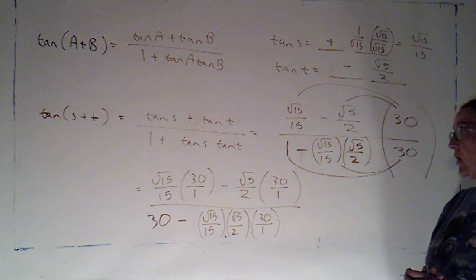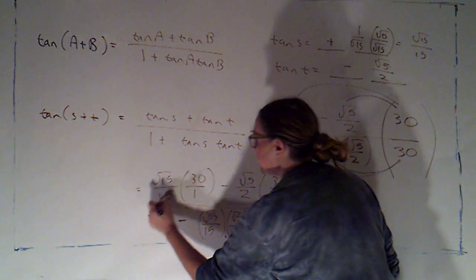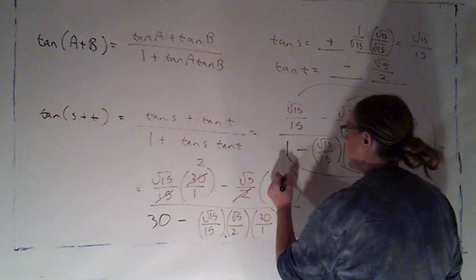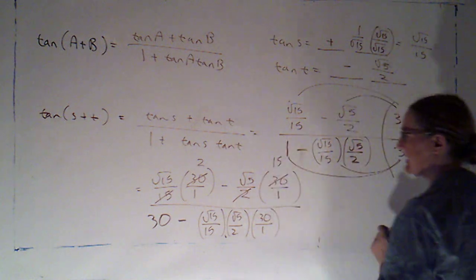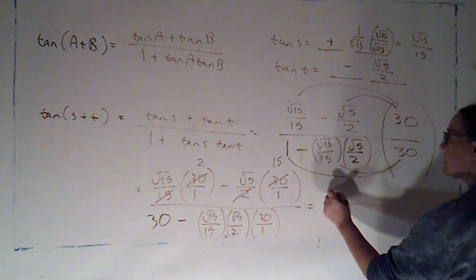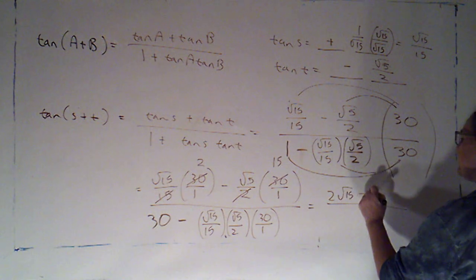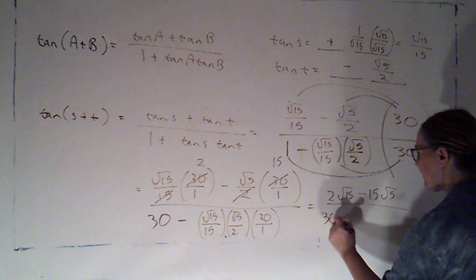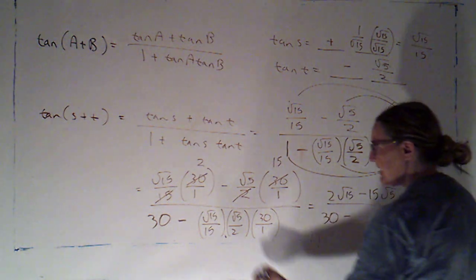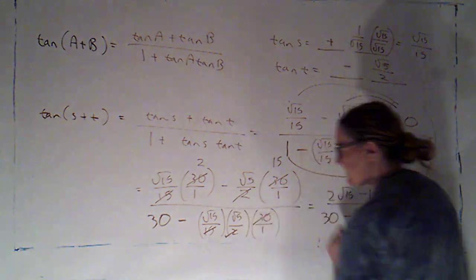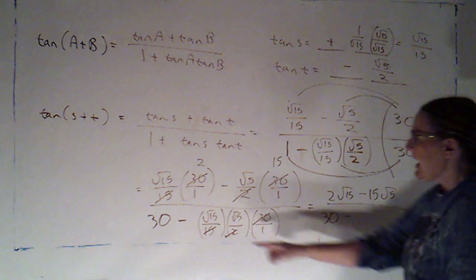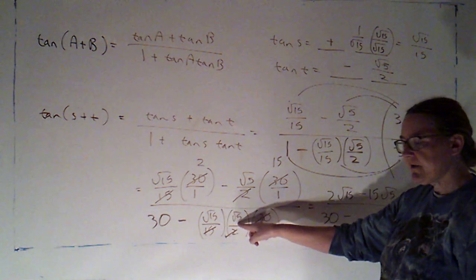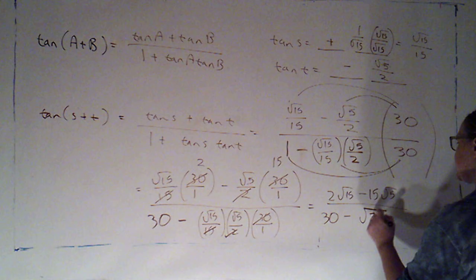So now I can do a whole bunch of canceling. Okay. 15 is going to go into 30 twice. 2 is going to go into 30 15 times. So on top, I've got 2 root 15 minus 15 root 5. On bottom, I've got a 30 minus, now the 15 times 2 is 30. So the 30 cancels with both of those. And what I'm left here with is the square root of 15 times 5, which is going to be the square root of 75.